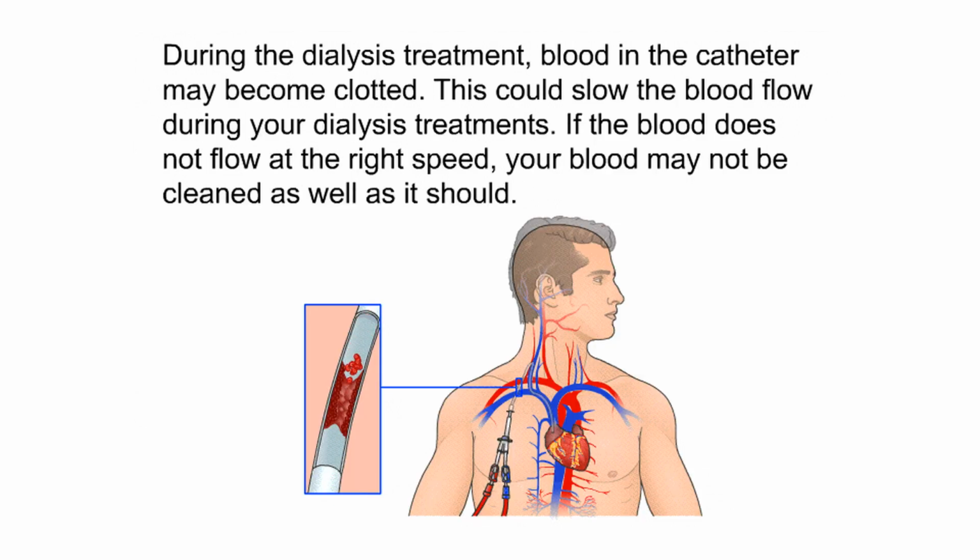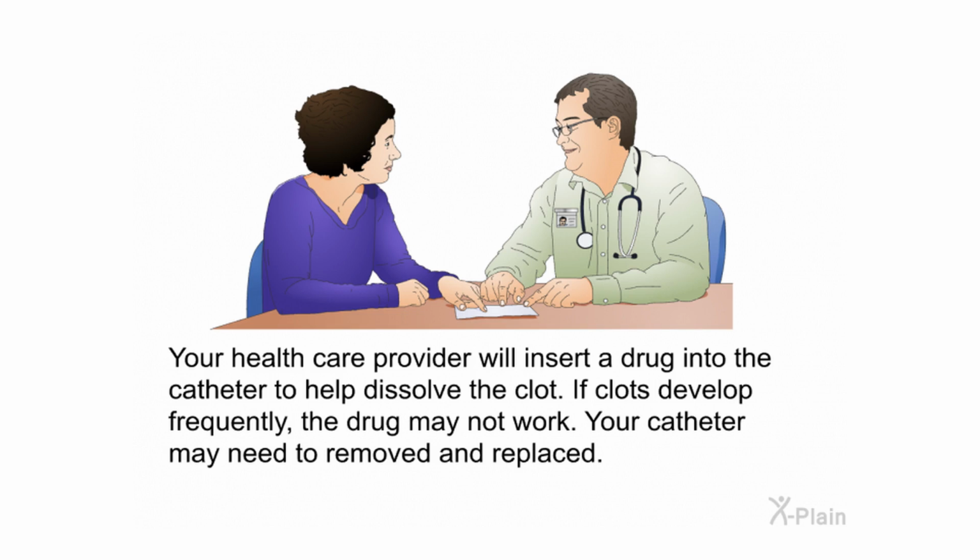During the dialysis treatment, blood in the catheter may become clotted. This could slow the blood flow during your dialysis treatments. If the blood does not flow at the right speed, your blood may not be cleaned as well as it should. Your healthcare provider will insert a drug into the catheter to help dissolve the clot. If clots develop frequently, the drug may not work. Your catheter may need to be removed and replaced.